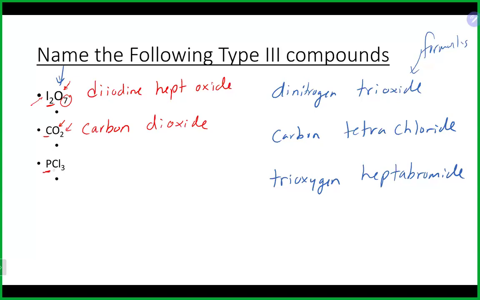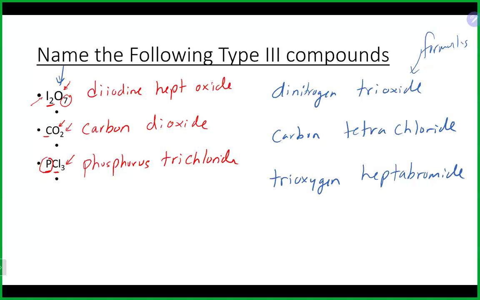Lastly, we have phosphorus is nonmetal, Cl, which is a nonmetal, type 3. Only one phosphorus, so no mono on that first name, so that's phosphorus. Three chlorines, so prefix for three is trichloride. Yeah. Any question on any of those names?